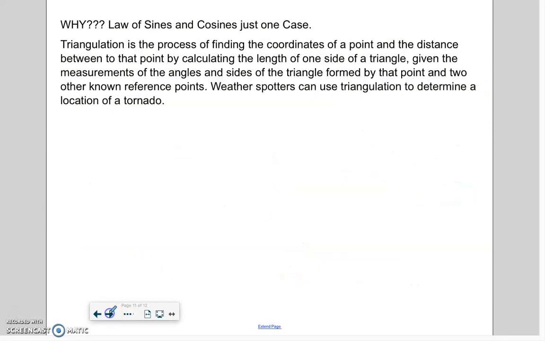So the big question that always comes up is why? Why the law of sines and cosines? This is just one case. A lot of it has to do with spotting. Triangulation is the process of finding the coordinates of a point and a distance to the point by calculating the length of one side of the triangle, given the measurements of angles and sides. The triangle is formed by one point and two other known references.